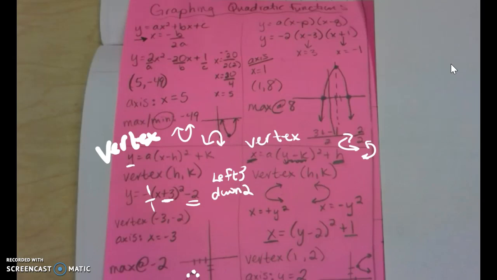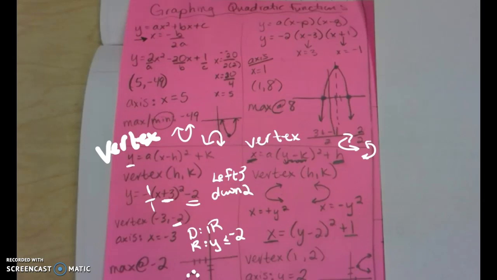And so my axis of symmetry is just the x. My max is at 2. My domain is all reals. And my range, since it went down, is y is less than. And it went down at -2.